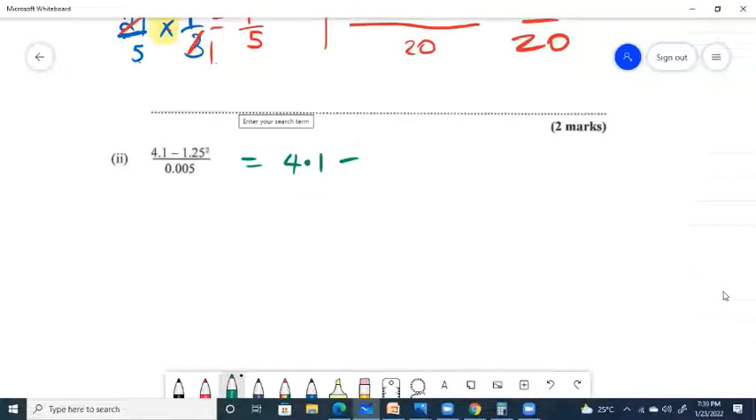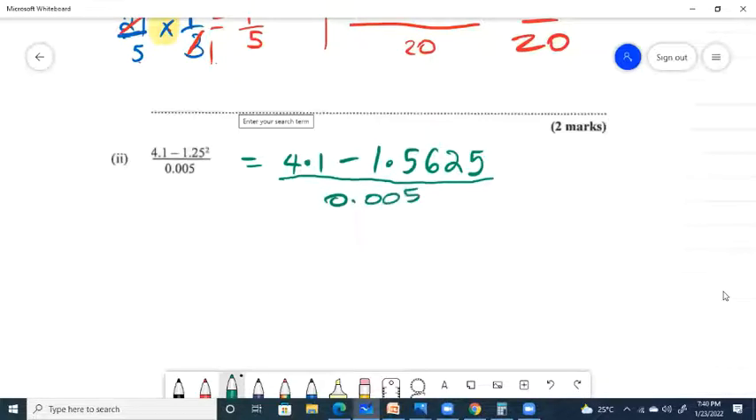What do you get? 1.5625. Yes, that sounds like it. So we're talking about 1.5625, and then you subtract that and it's going to be over 0.005. Let's go for the next step.